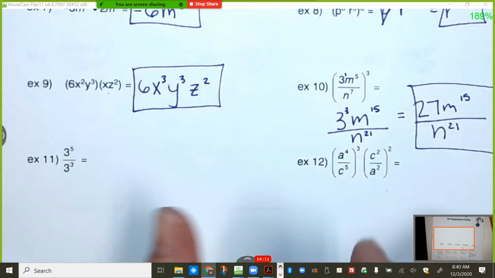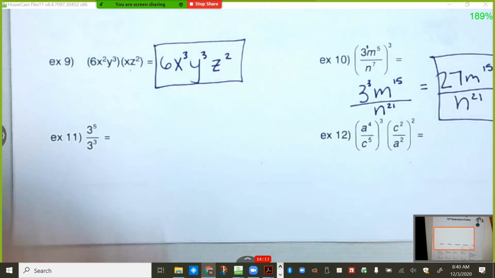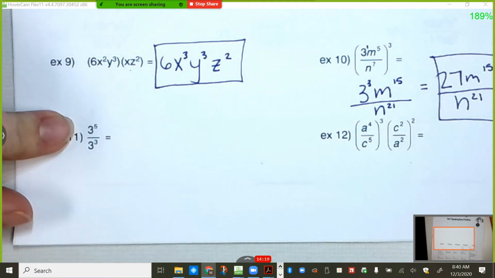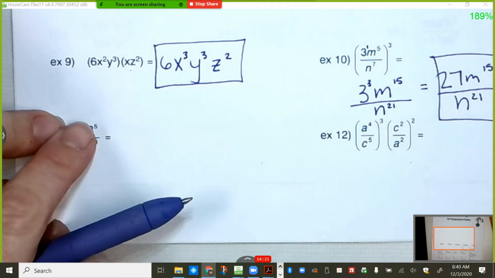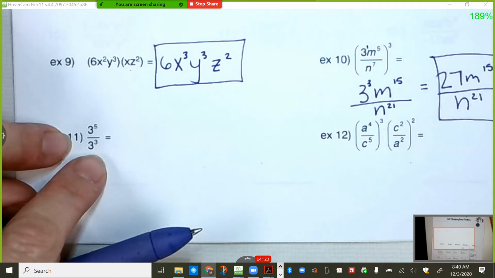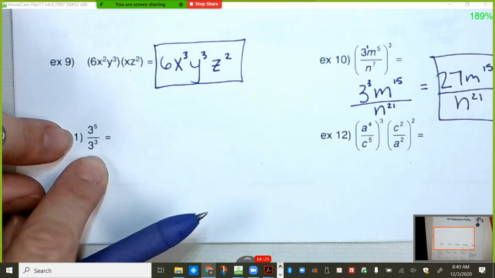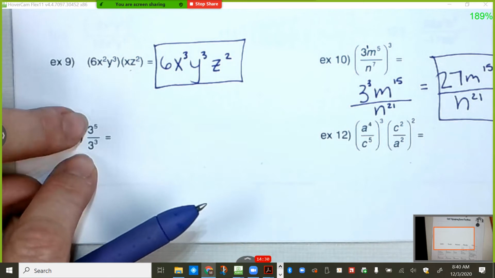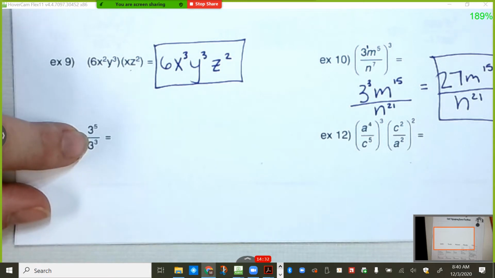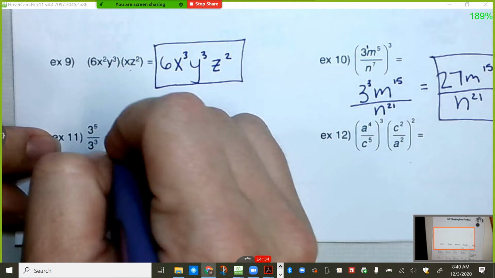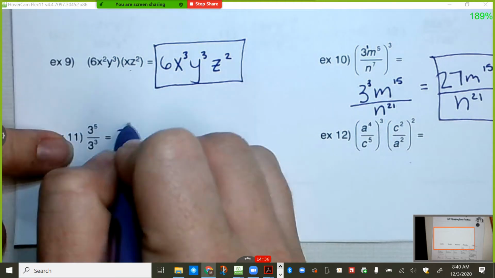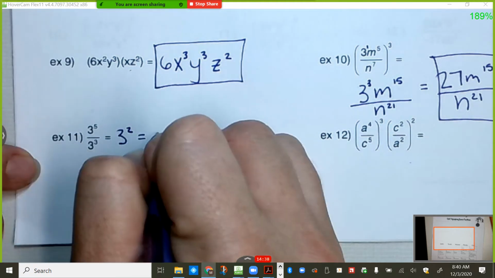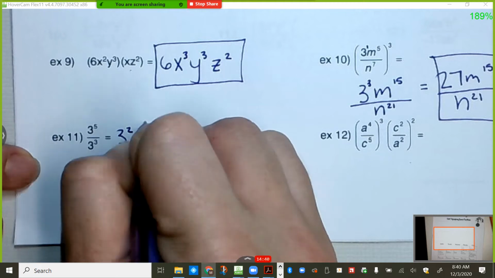Okay, so look at number 11. What do you notice? I can tell you there's like 12 different ways to do this. We could make it big numbers, but then if it stays a fraction, it's going to be hard to simplify. What's the rule when the bases match and you're dividing? You subtract your exponents, right? You cancel them out. What's 5 minus 3? 2. What's 3 squared? There's your answer.